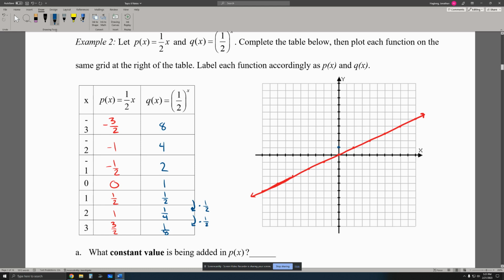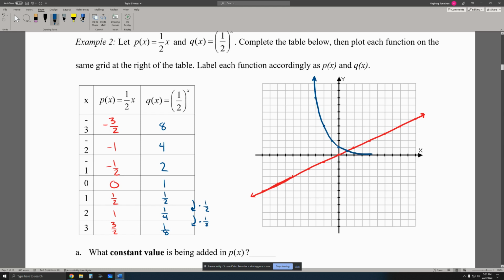We have a y-intercept of 1. We have (1, 1/2), (2, 1/4), (3, 1/8). We also have (-1, 2), (-2, 4), and (-3, 8). And so we have this function here that, as we read from left to right, is decreasing.